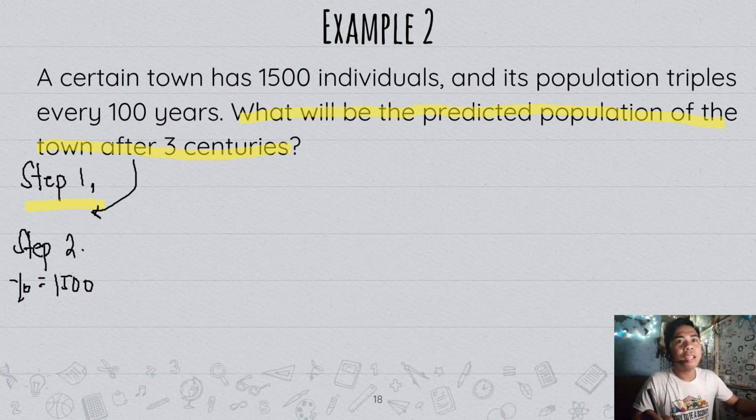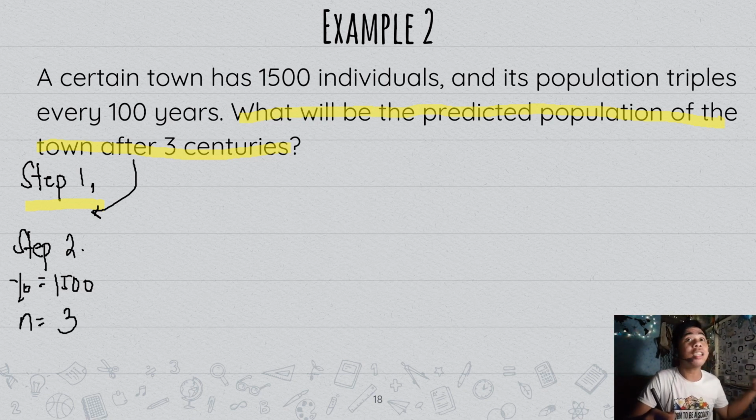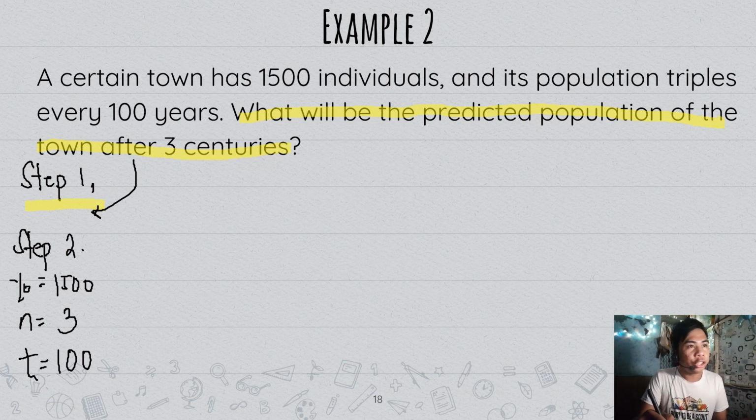And then, the population triples every 100 years. So, n is 3 because it's triple. So, 3 multiplies by 3 times. Every when? Every 100 years. So, our small letter t would be 100. And what would be the predicted population of the town after 3 centuries?